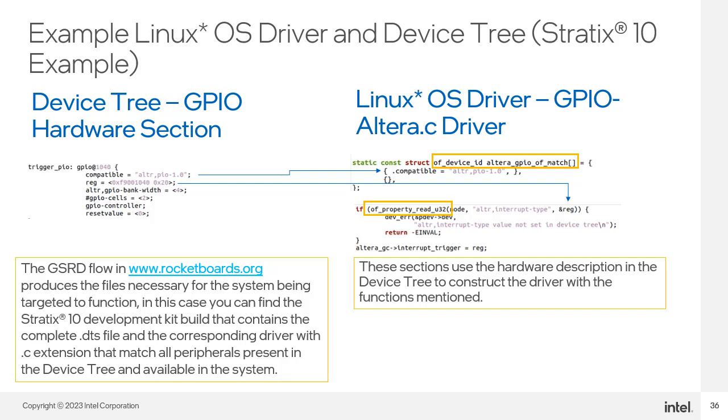This is an example of a Linux OS driver and device tree. It's taken from the Stratix 10 example inside RocketBoards. As you can see on the left, this is the device tree GPIO hardware section. And on the right, you can find the Linux OS driver, the gpio-altera.c file. As you can see here, the sections use the hardware description in the device tree to construct the driver within the functions mentioned. The GSRD flow in rocketboards.org produces the files necessary for the system being targeted to function. In this case, you can find the Stratix 10 development kit build that contains the complete DTS file and the corresponding driver with .c extension that match all the peripherals present in the device tree and available to the system.